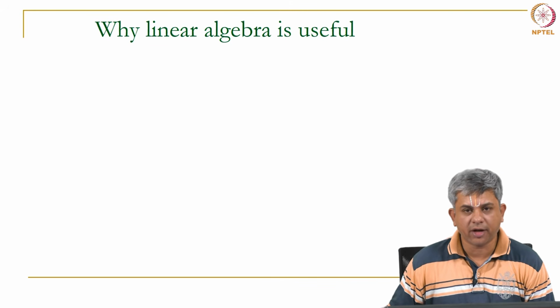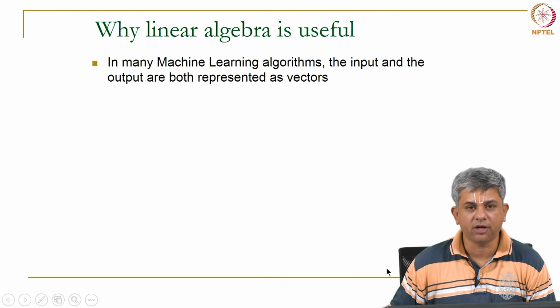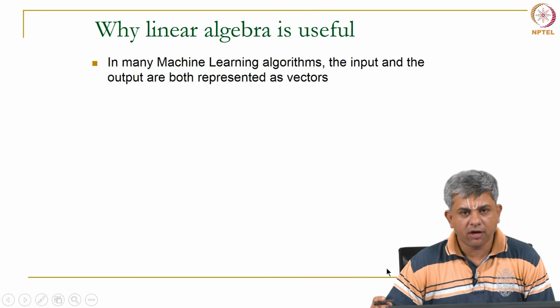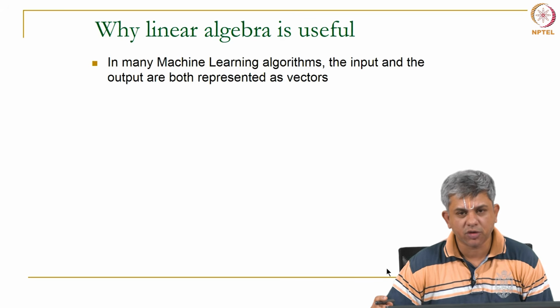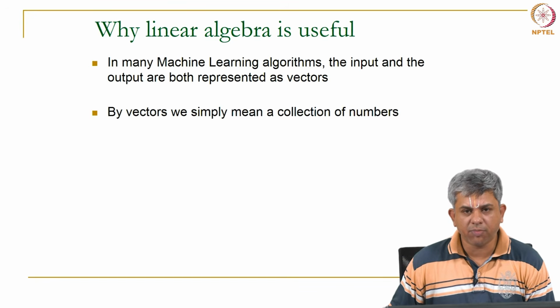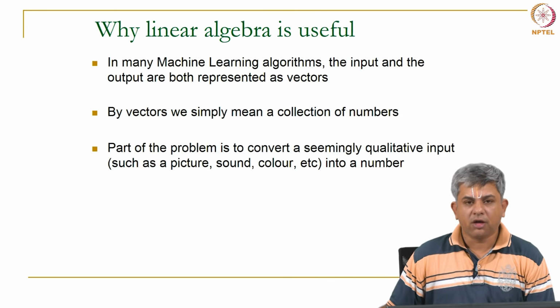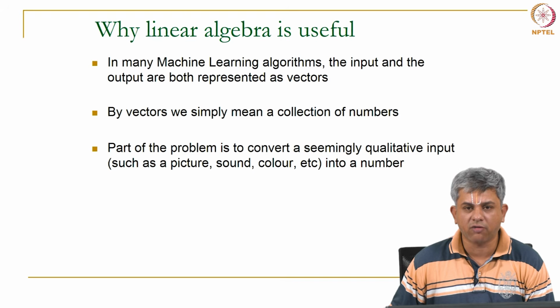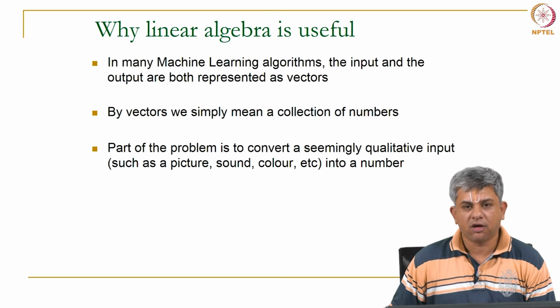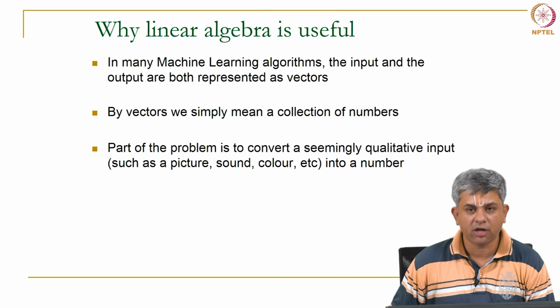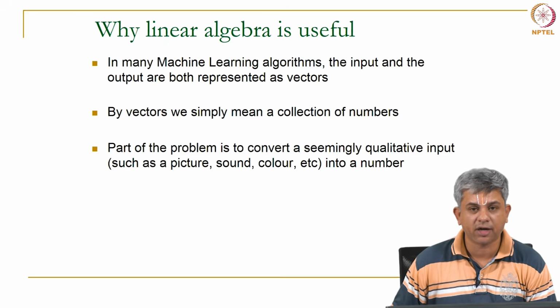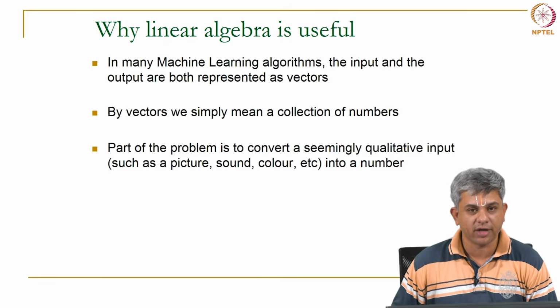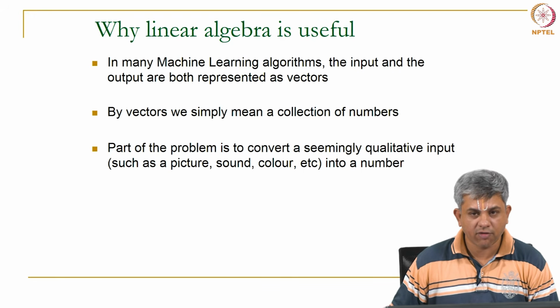Now, why is linear algebra useful in the context of machine learning? As I had said earlier, in most machine learning algorithms, the input and output are both represented as vectors. By vectors we simply mean a collection of numbers. Now, part of the problem in machine learning is to convert what seems to be a qualitative input, for example, a picture, a sound, colors, even sometimes smells, into a number, because machines only understand numbers and our algorithms work only on numbers. They do not work on qualitative inputs, they work on quantitative inputs.